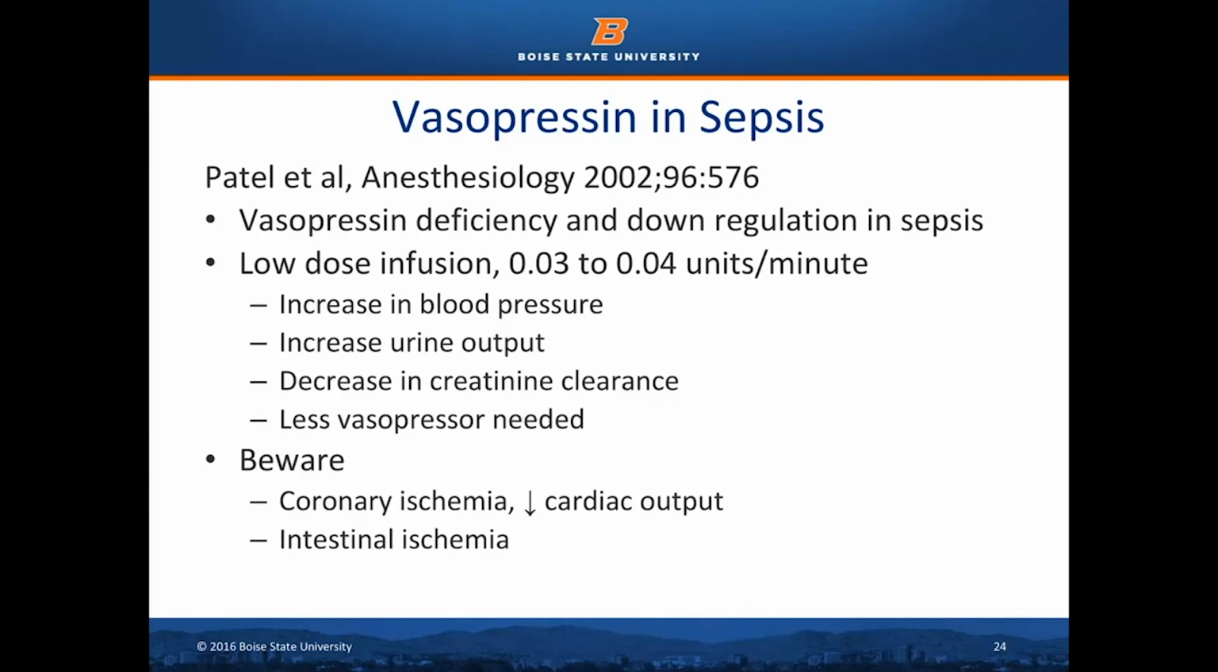You do have to be careful anytime you're using vasopressin because it can cause intense vasoconstriction to the point that you can get coronary ischemia and intestinal ischemia. But that's usually with doses that are much higher than that 0.03 to 0.04. Usually doses 10 times that are the ones that can cause ischemia.